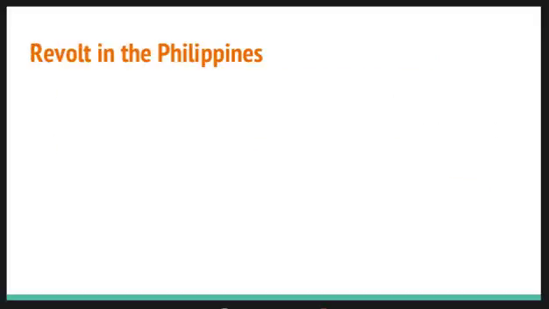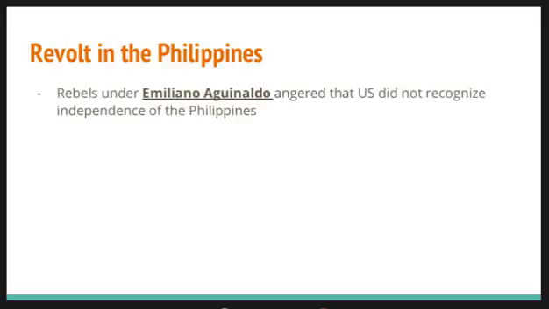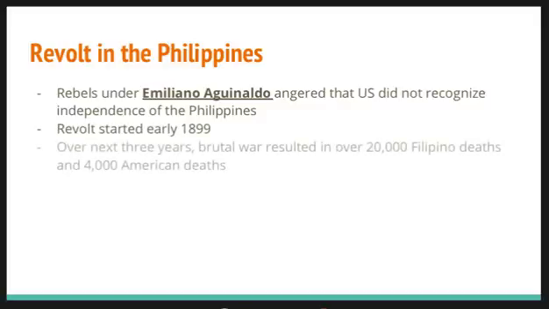So turning back to the Philippines, remember the Philippines could have been an independent country, but the United States decided to annex that. Well, rebels under a man named Emiliano Aguinaldo, who was expecting to be the first president of the Philippines, was angered that the United States did not recognize the independence of the Philippines. And so he led a revolt that started in early 1899. And this revolt lasted for 3 years.